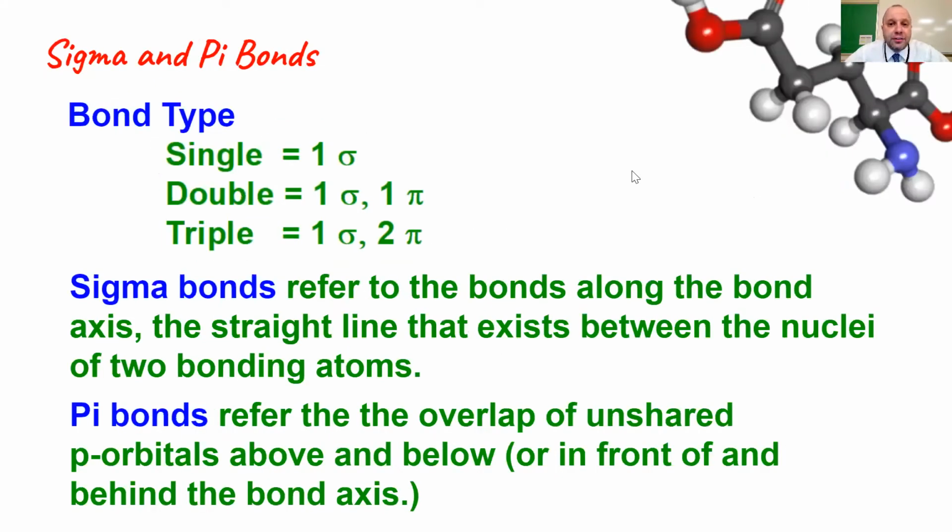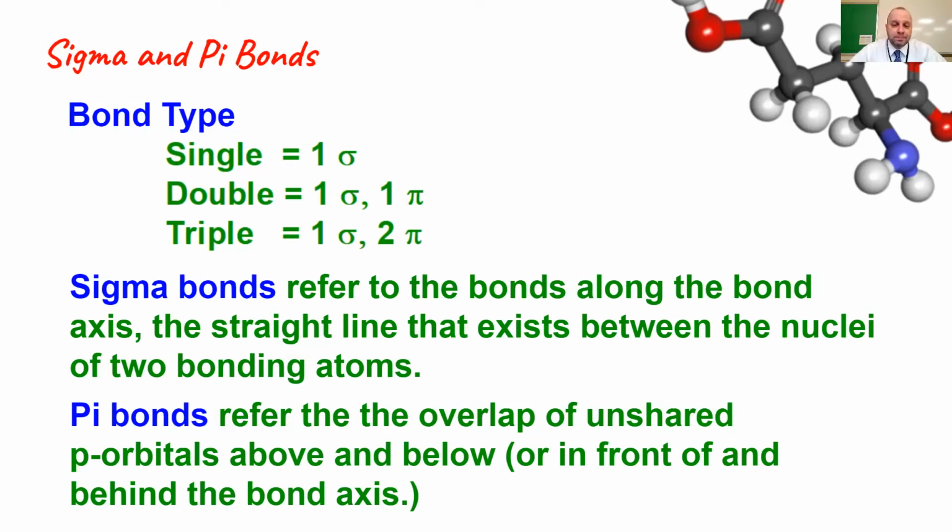So, if we look at the one topic that we're going to add to what we learned, it's called sigma and pi bonds, and it's a very simple topic. It's just differentiating between single bonds, double bonds, and triple bonds. So if we have a single bond, which is what we're going to encounter most often, that bond is called a sigma bond and occurs along the bond axis, the imaginary line that connects the nuclei of two atoms.